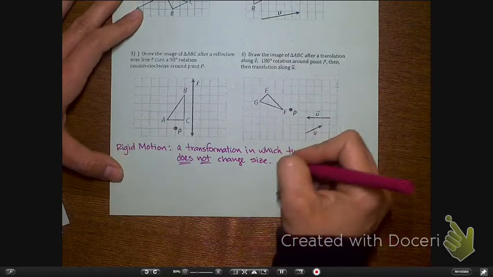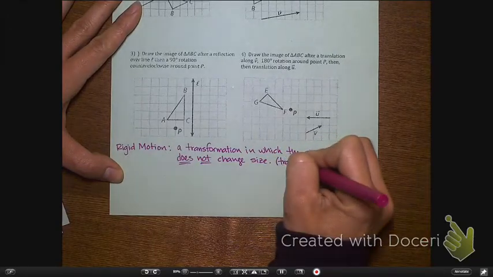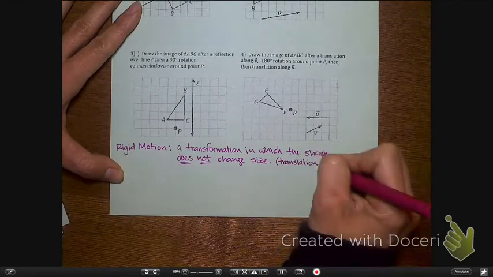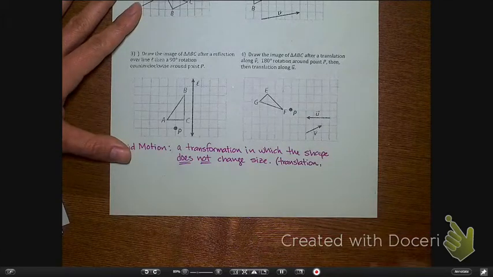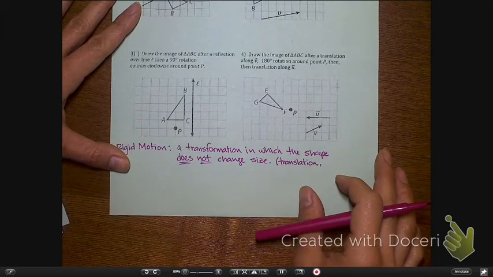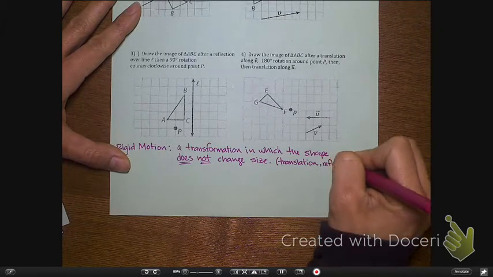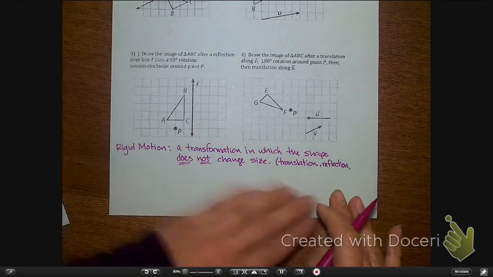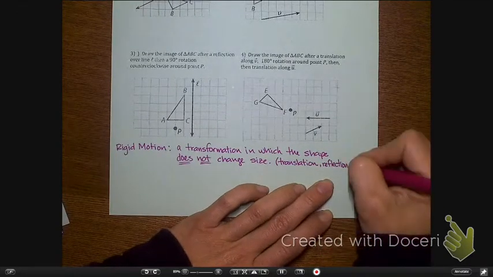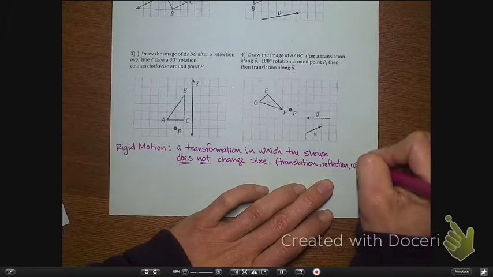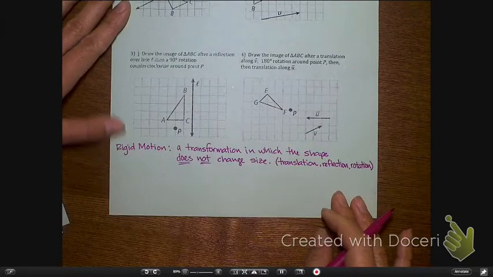Now, which transformations does this happen in? Well, all the ones we've been learning about so far, right? When we translate a shape, does it actually change size? When we slide it, does it change its size? No. When we reflect it, when we flip it, does it change its size? No. And what about if we spin it, when we rotate it, does it change size? No, okay? So all of these are considered rigid motions, okay?